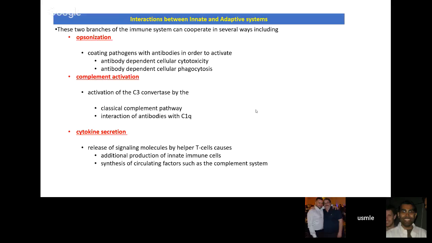Complement activation, remember, the main thing is going to be the C3 convertase, and you're going to have two pathways. We're going to talk about the complement because those are big questions as well. So you're going to have the classical pathway versus the antibody C1 pathway. Cytokine secretion, and those are for the helper T cells, so CD4, that will lead to an additional innate cellular response to an aggression.